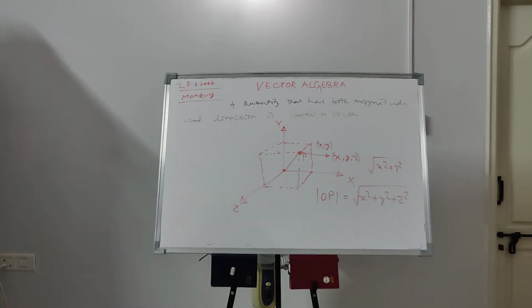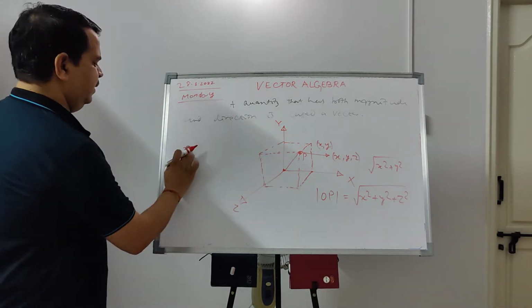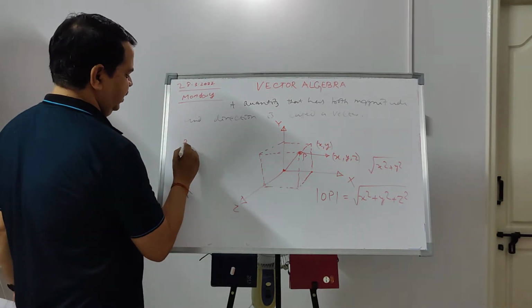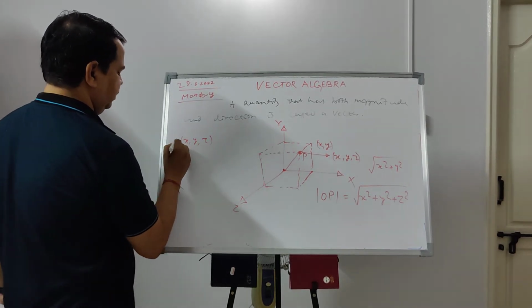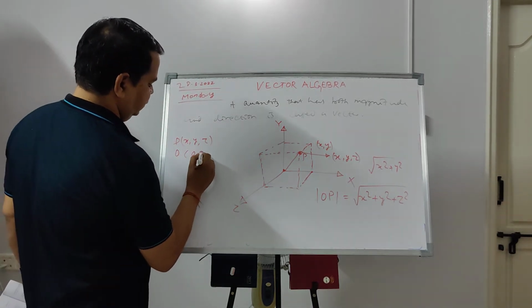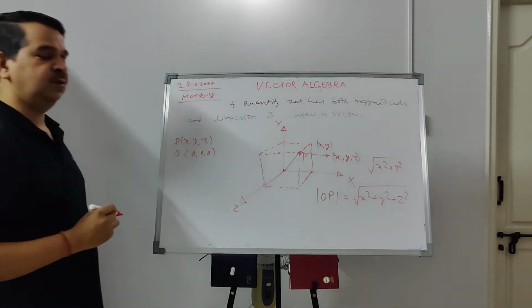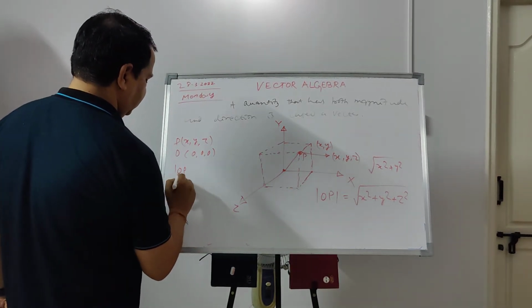So this is nothing but your distance formula, right? What is the distance formula? If a point has coordinates x, y and z, and this is the point with coordinates x, y, z, your origin is 0, 0, 0. So the distance formula, say for OP, what is the magnitude?